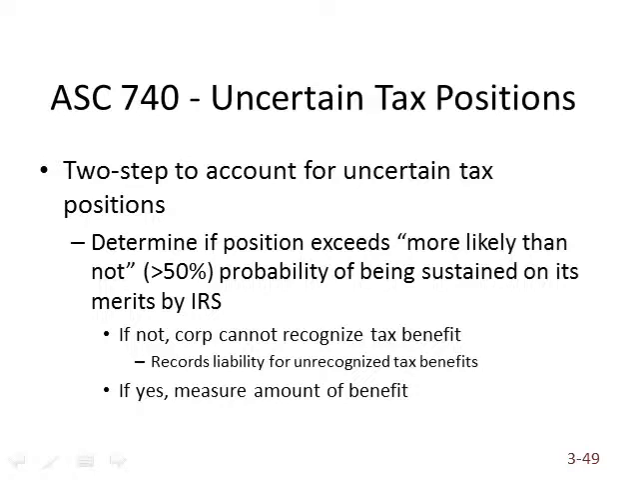If the firm determines that the tax position meets the more likely than not threshold, it must then measure the amount of the benefit it can recognize for financial reporting purposes. This measure is the largest amount of tax benefit that exceeds a 50% probability of realization upon settlement. And so that defines the two-step approach.